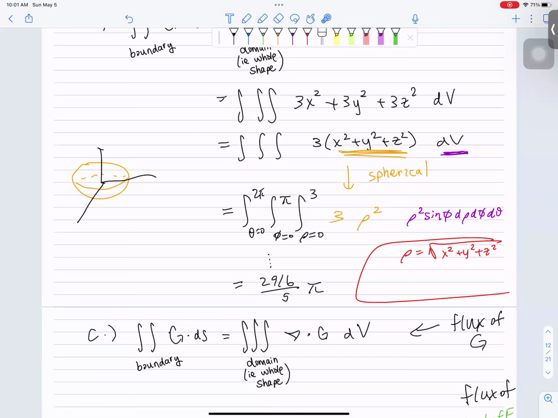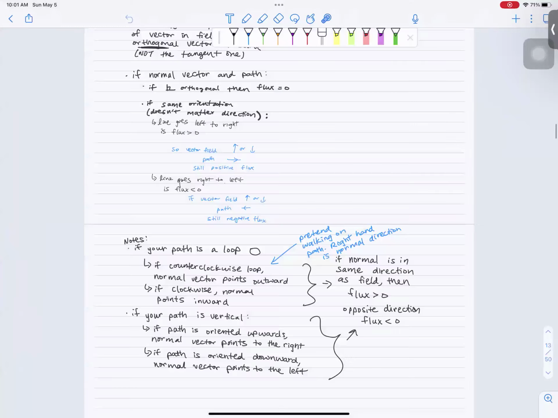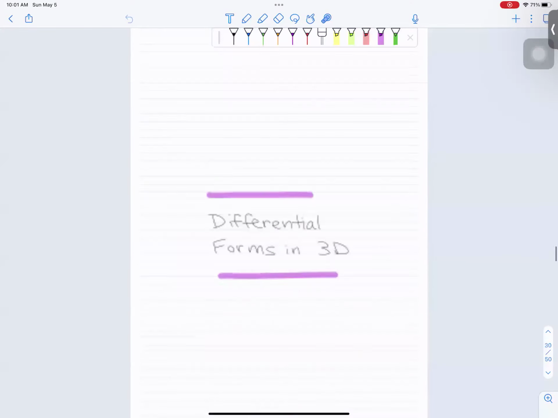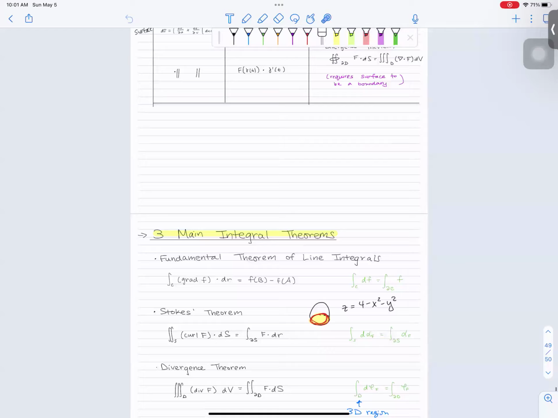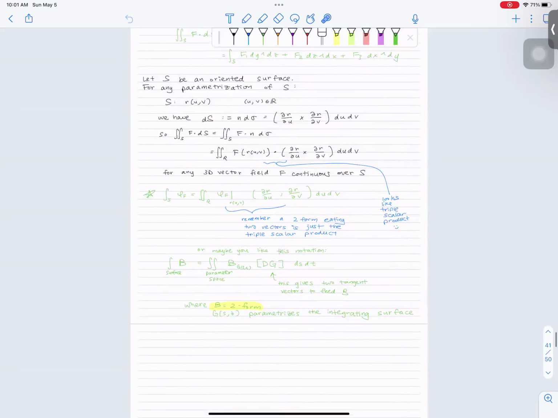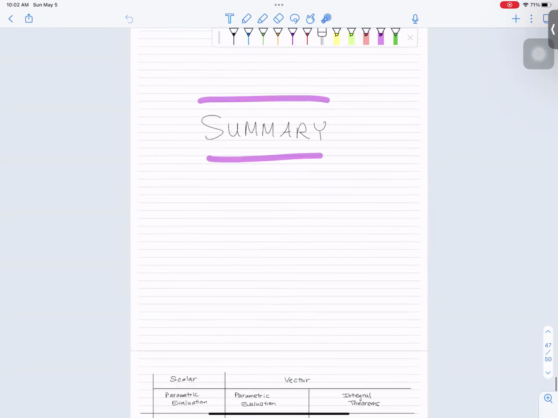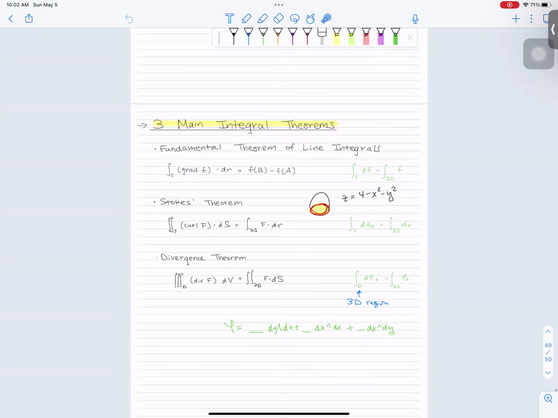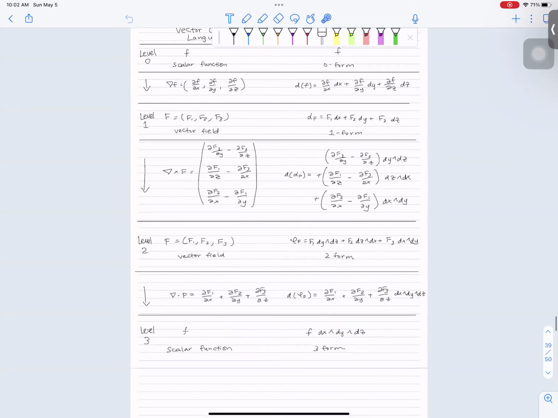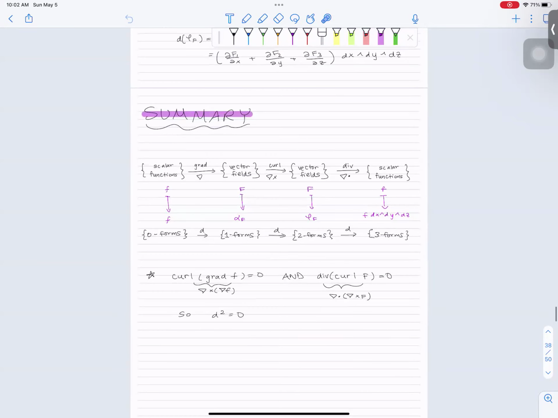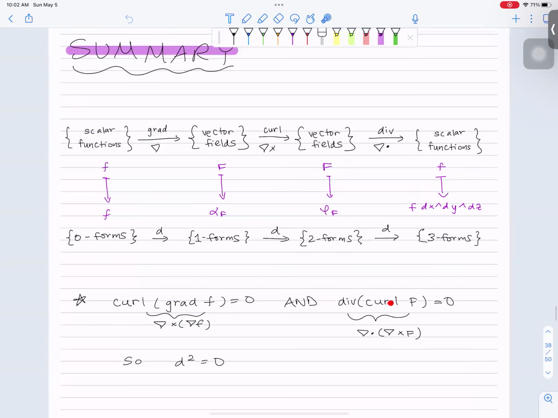Could you repeat why divergence of curl equals 0? Yes, that's one of the rules to remember. Let's see, I have a little chart here. Divergence of curl equals 0 and curl of gradient equals 0. So that's why divergence of curl equals 0. This is just a rule.